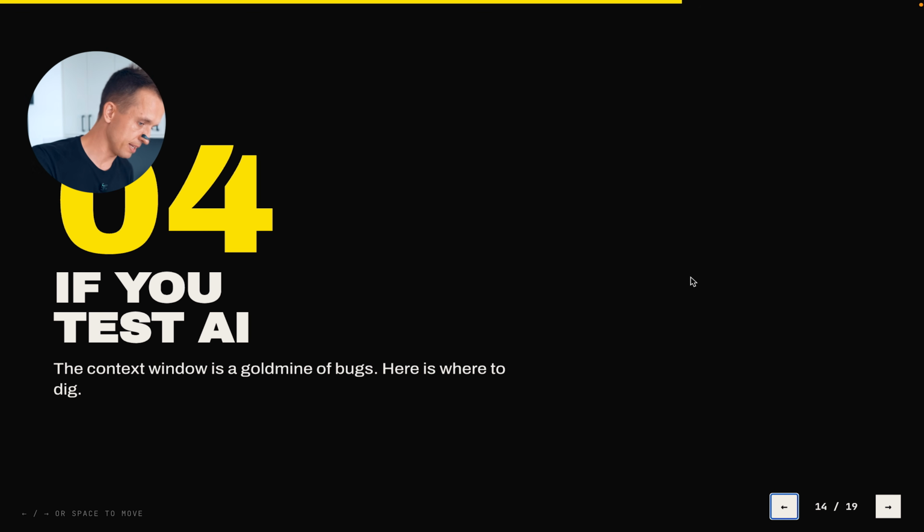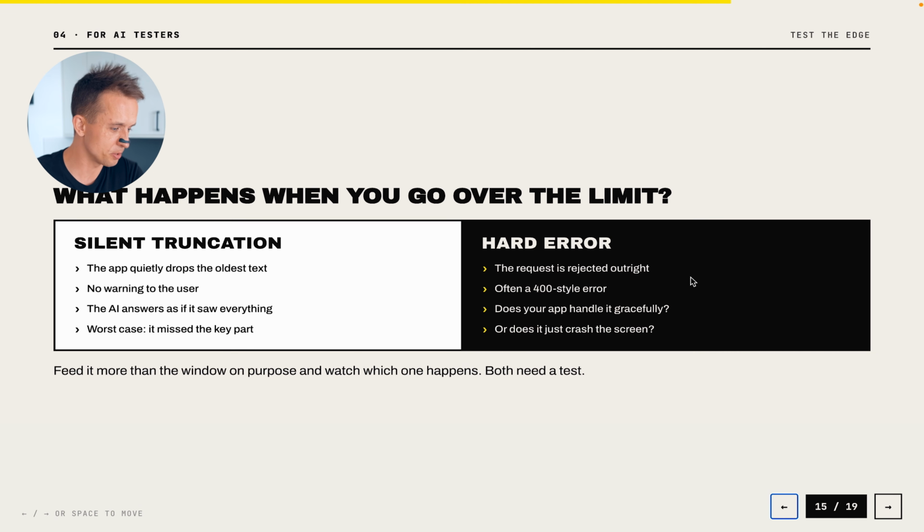What if you test it? The context window is actually a gold mine for all of the bugs that exist in the world of AI. I mean, for the majority of them. Here's what you need to dig into. What happens when you go over the limit?